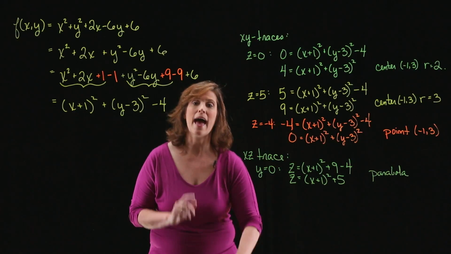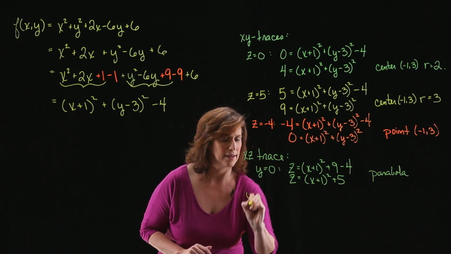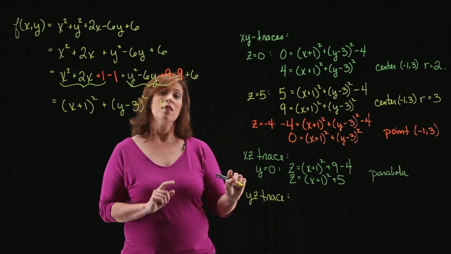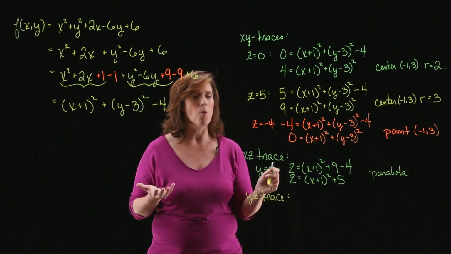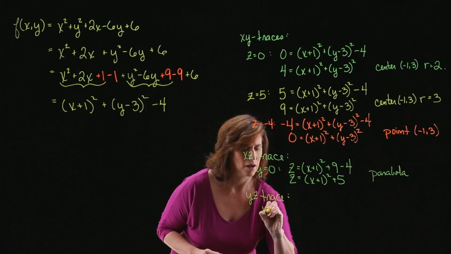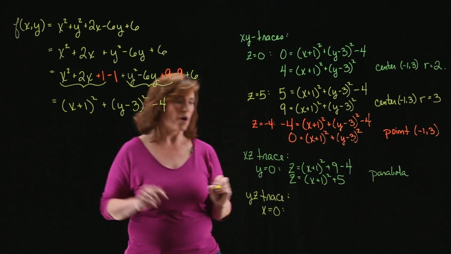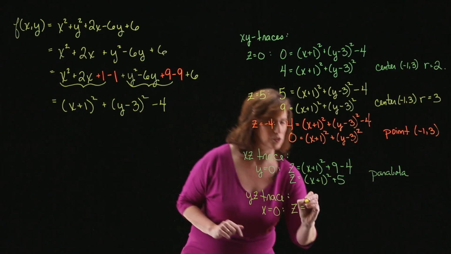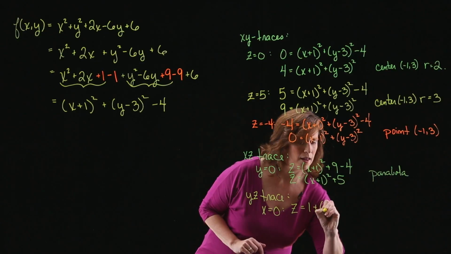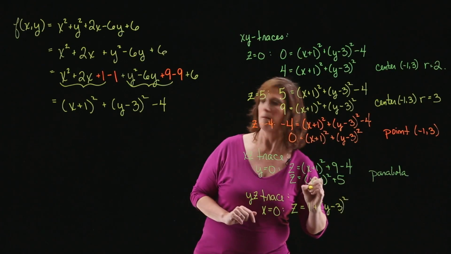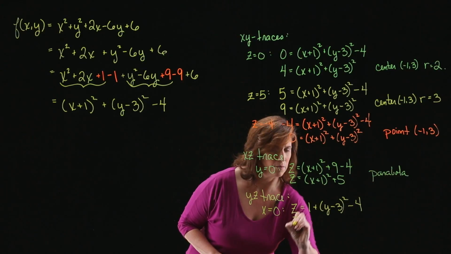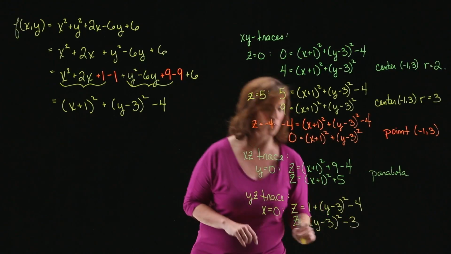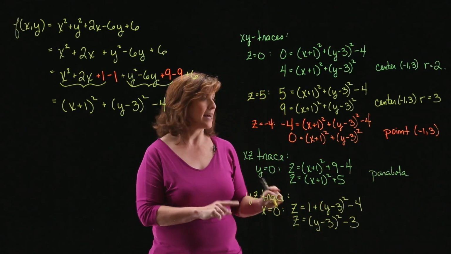And let's finally look at the trace parallel to the yz plane. So a yz trace. The yz trace, again, I can choose x to be anything I want, but let's just let x equal 0. If x equals 0, I'm going to have z equals, if x is 0, I'll have 1 squared, which is 1, plus the quantity y minus 3 squared minus 4. So this is going to be z equals the quantity y minus 3 squared minus 3. And again, I hope you recognize that that's a parabola.